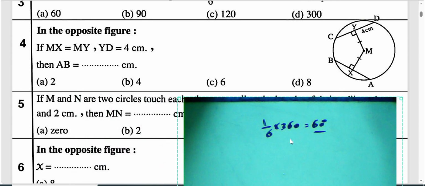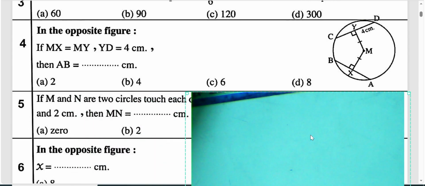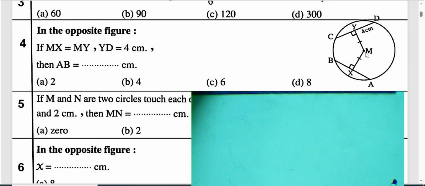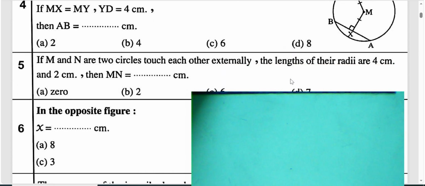In the opposite figure, here we have a circle. We want to find the length of AB. Look here, we have two chords in the circle, CD and BA, and the distances between them are equal: MY equals MX, and also MY is perpendicular to CD and MX is perpendicular to BA. Then the length of CD equals the length of BA. We know Y is the midpoint here, then CD is twice 4 centimeters, which will be 8 centimeters. So BA equals CD, which equals 8 centimeters also. The length of AB equals 8 centimeters. Choose letter D.